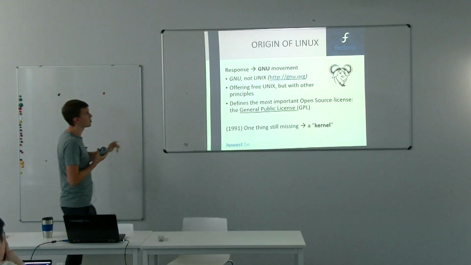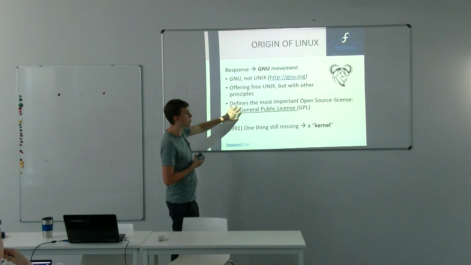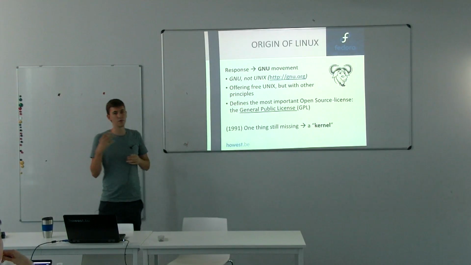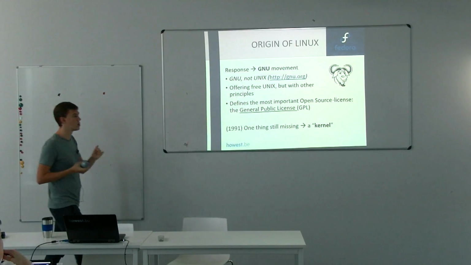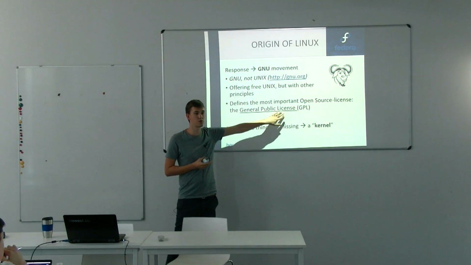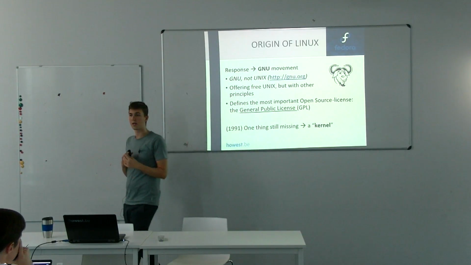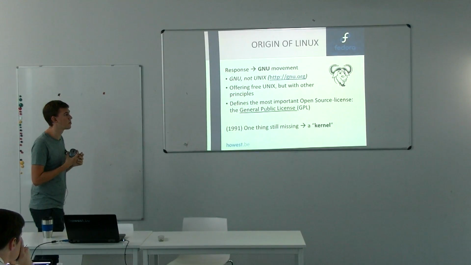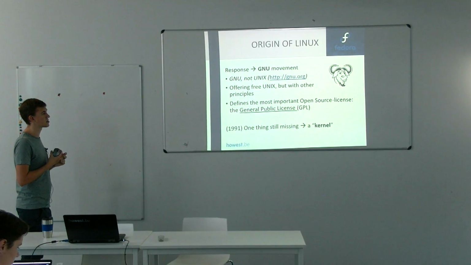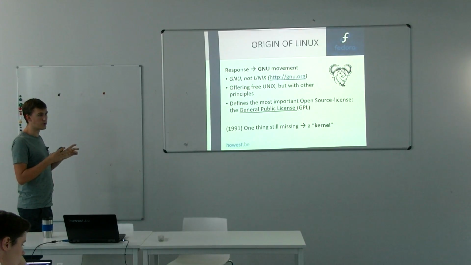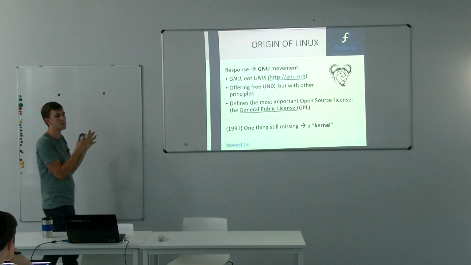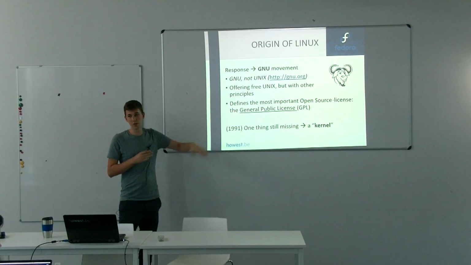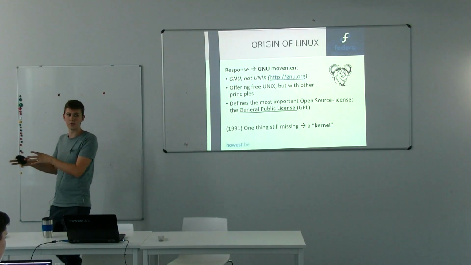The GNU movement was also the basis for one of the most important open source licenses. If you download VirtualBox and you look at the license agreement of VirtualBox, you will see that this is also published under the GPL, General Public License. So this is one of the most important open source licenses that was created. The problem was we had this operating system, but the kernel, so the heart of the operating system, was still missing and should be written separately for every computer.